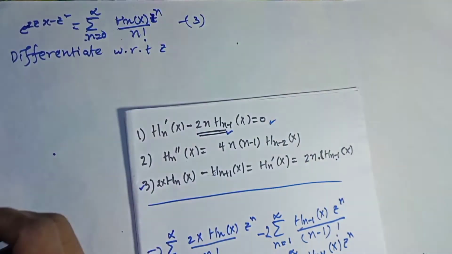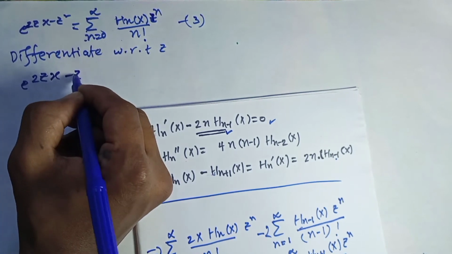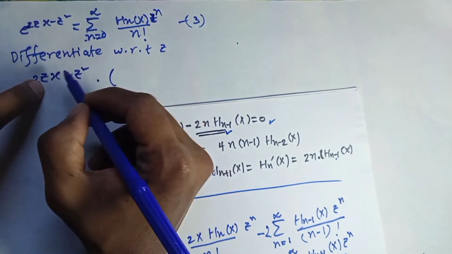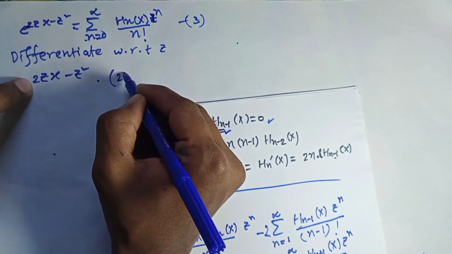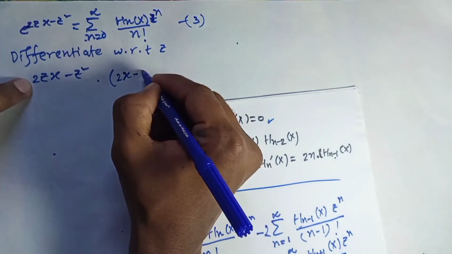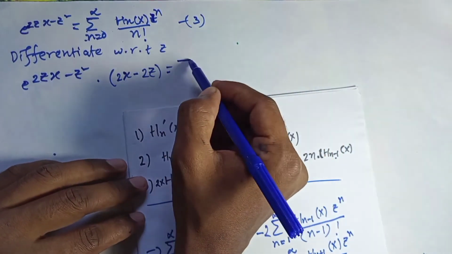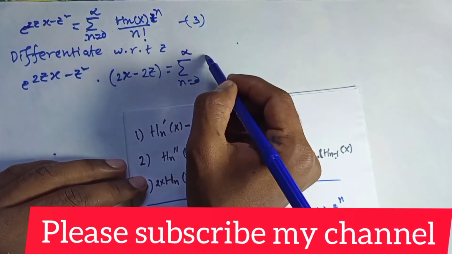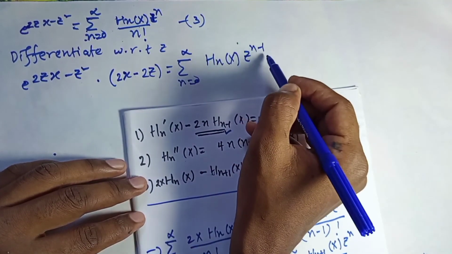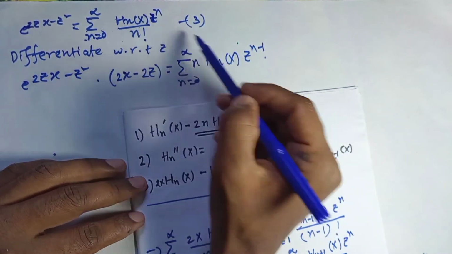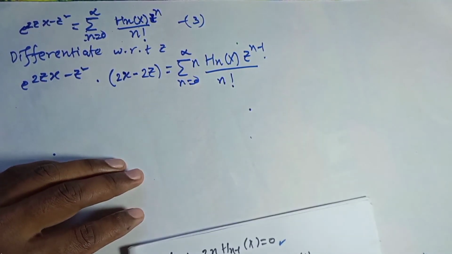Okay, then we get e to the power 2zx minus z squared. If we differentiate this, e to the power 2zx minus z squared, we get 2x minus 2z is equal to the summation n goes from 0 to infinity of Hn of x, z to the power n minus 1 into n, that is n into z to the power n minus 1 divided by n factorial.